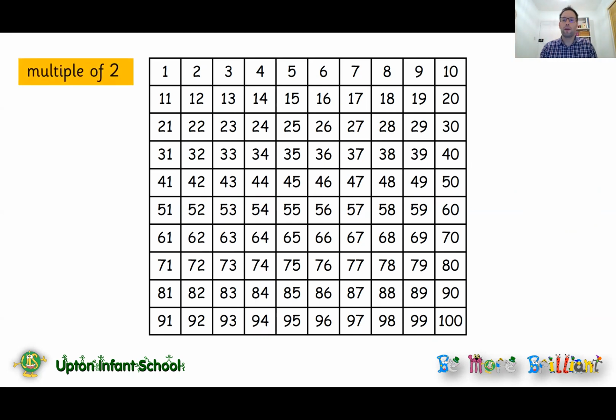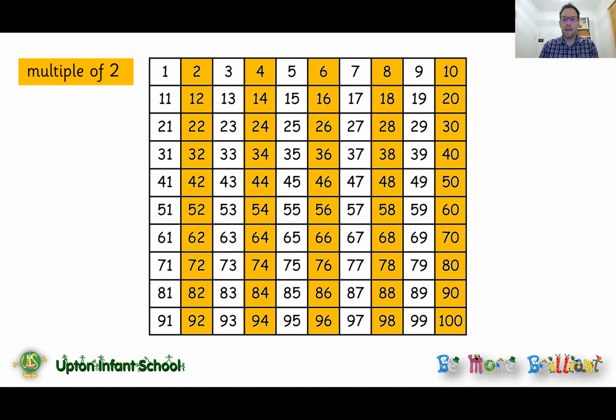So first of all, on our 100 square here, let's highlight in orange all the multiples of 2, and there's quite a lot of them. There we go. It's half of the numbers on the 100 square, and sometimes you might call them even numbers. So all of the even numbers are multiples of 2. They end in 2, 4, 6, 8, or 0.